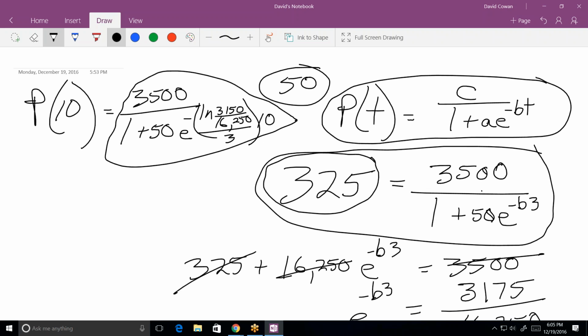I got a really strange decimal. What'd you get? 0.302944. Well, that's pretty impossible also. Right. In other words, it grew from 50 to 325 in 3 years. So it grew by a factor of 6 in 3 years. At the end of 10 years, it's going to be up over 1,000 for sure.